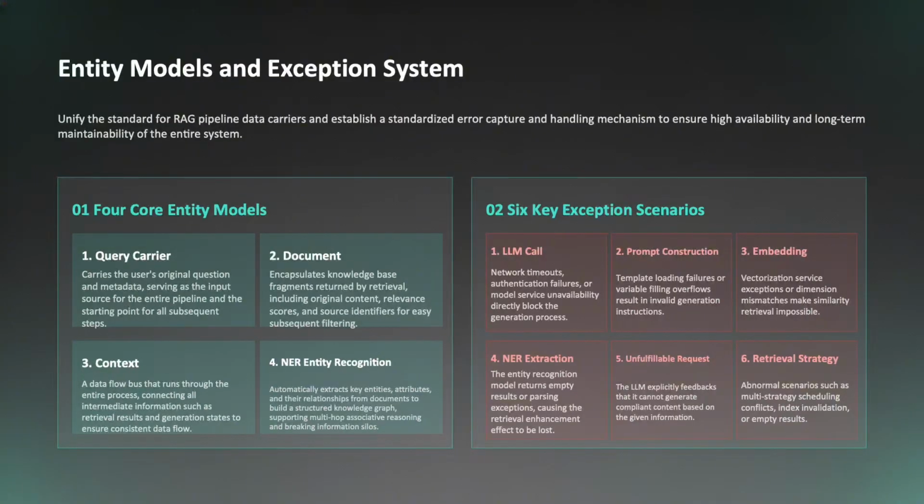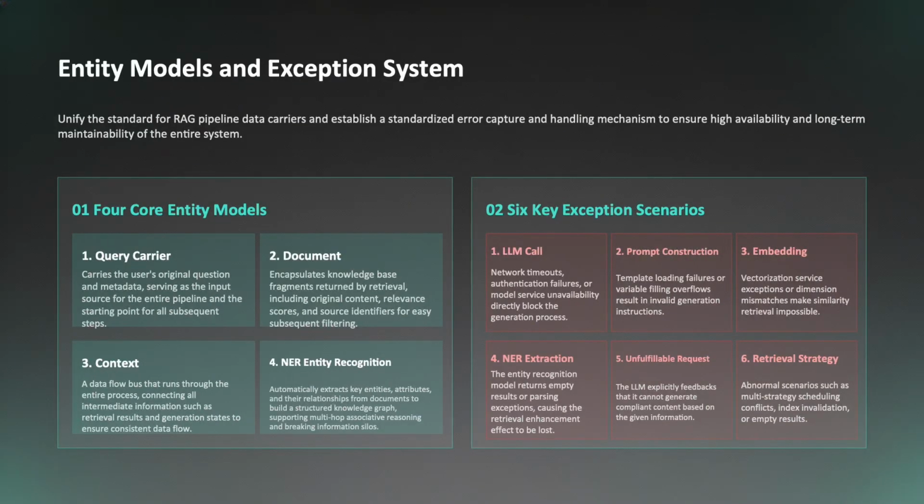Fourth, NaiveRAG entity recognition extracts key people, organizations, terminology, and locations from queries and documents, adding semantic dimensions to boost retrieval precision. We also categorize 6 high-frequency critical exception scenarios with dedicated capture and processing logic. First, LLM call exceptions, network timeouts, authentication failures, or unavailable model services that block generation. Second, prompt construction exceptions, missing template variables, formatting errors, or context overflow, leading to invalid LLM instructions.